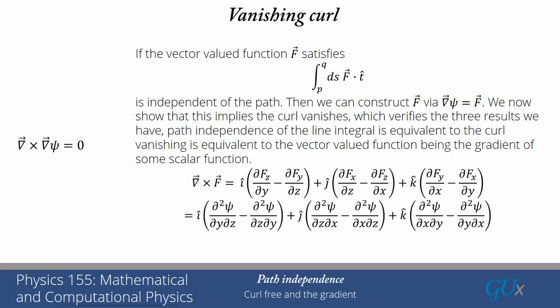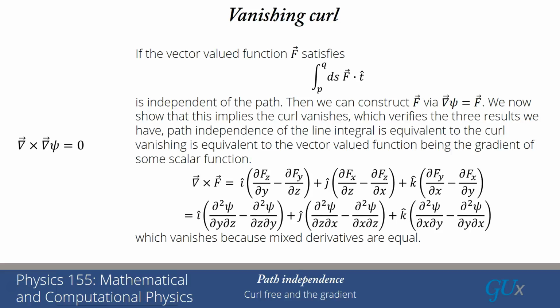What you see is these are the mixed second derivatives. One of the first things you learn in multivariable calculus is that it doesn't matter in which order you take a mixed second derivative; they're always the same for functions that are smooth. So since all of those mixed derivatives are the same, each one of those terms in the parentheses is 0, and I get that the curl is equal to 0.